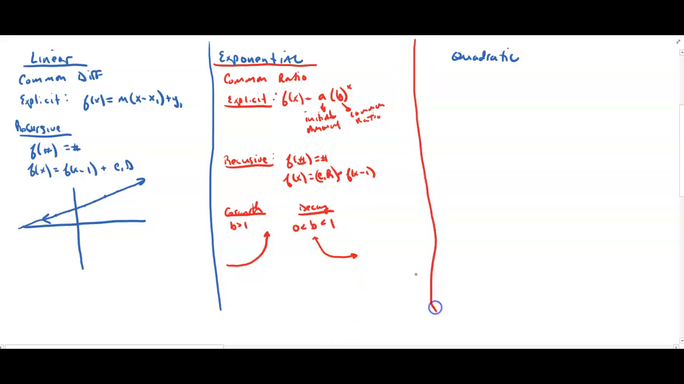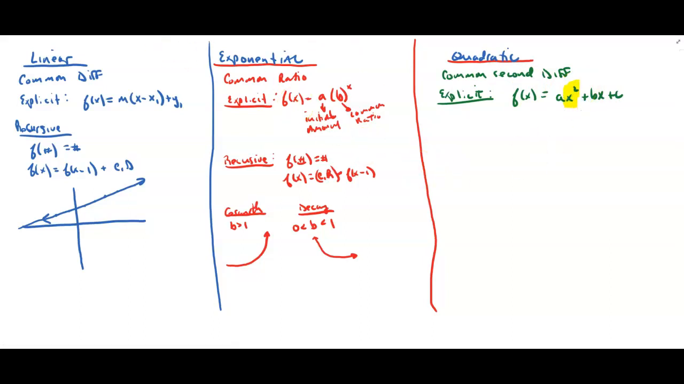Okay, now a quadratic function. We know a quadratic function has a common second difference. The explicit rule for this is f of x equals ax squared plus bx plus c. What makes this a quadratic is this x squared term. That's the most important part to know.